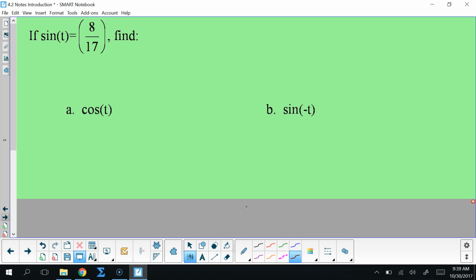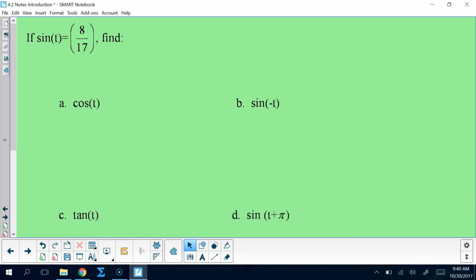So, using what you know about the unit circle, find me those 4 values using what you know about t. So the sine of t is 8 over 17. Okay? Now, there are 2 different ways that you can go about thinking of this.